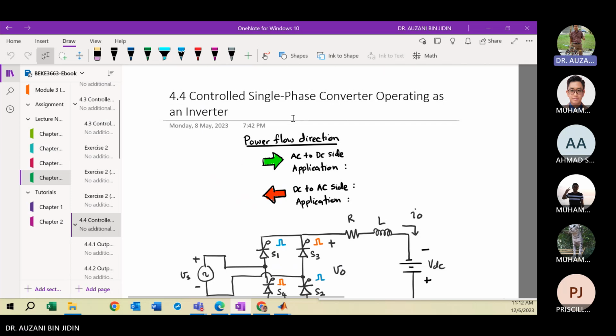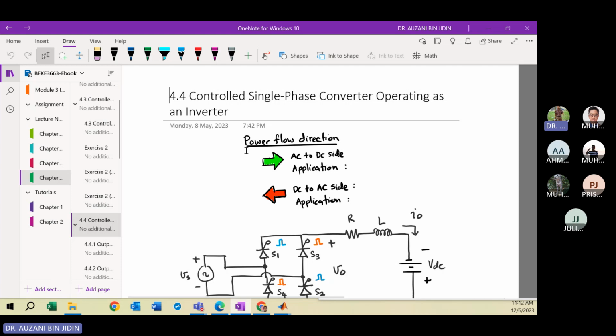Okay, so before we proceed to discuss the next section, 4.4, where the converter can operate as an inverter. Just now, for exercise 2, we discussed the converter operating as a rectifier, so that's why you get a positive output voltage. The next section, we will discuss how the converter can operate as an inverter.